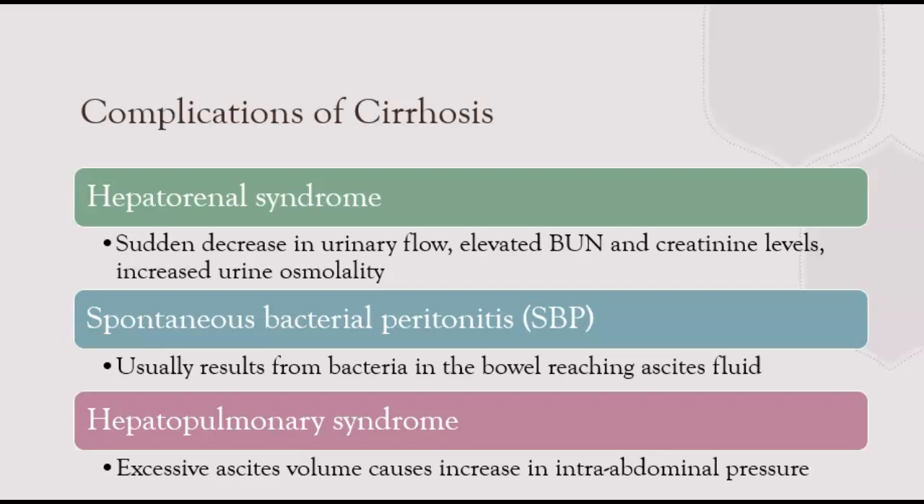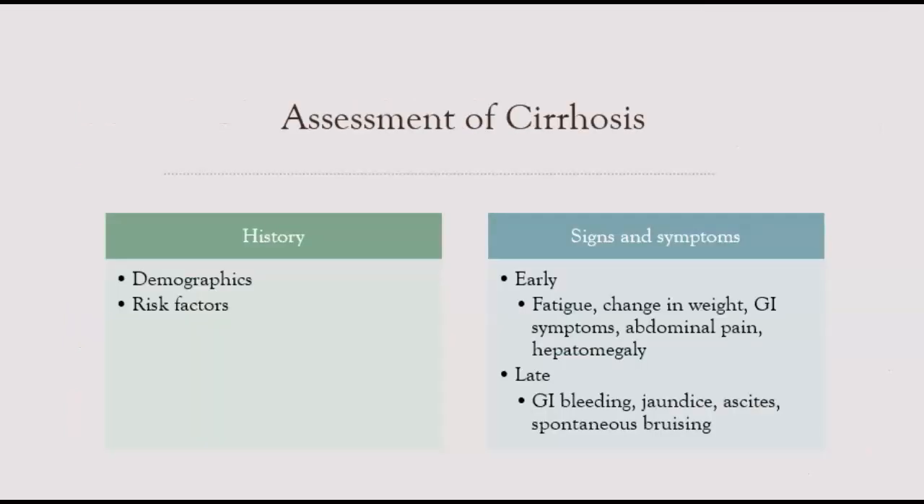And there's also the hepatopulmonary syndrome, which is from that excessive acidic fluid that is causing an increase in the intra-abdominal pressure, which limits thoracic expansion. So they have trouble taking big, deep breaths.